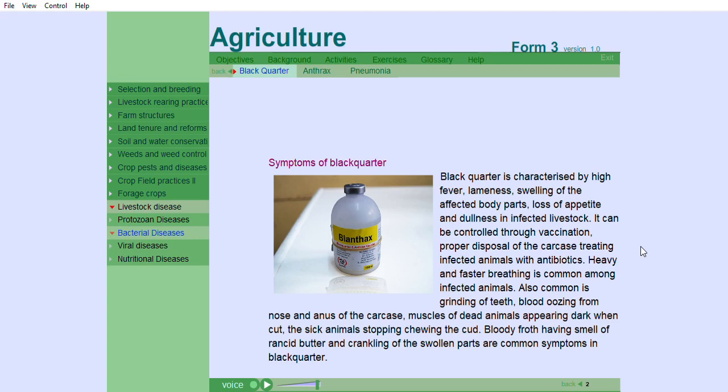Heavy and faster breathing is common among infected animals. Also common is grinding of teeth, blood oozing from nose and anus of the carcass, and muscles of dead animals appearing dark when cut. The sick animals stop chewing the cud. Bloody froth having smell of rancid butter and crackling of the swollen parts are common symptoms in black quarter.